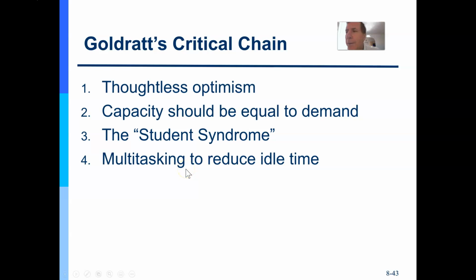Now, Goldratt. I'd mentioned Eliyahu Goldratt, and he wrote the book Critical Chain, which I recommended in schedule management last week. And so Goldratt's concept of critical chain was that it is the critical path method. It's the same approach mathematically. But Goldratt thinks that people are just optimistic, so their estimates aren't going to be right. And that capacity should always equal demand.